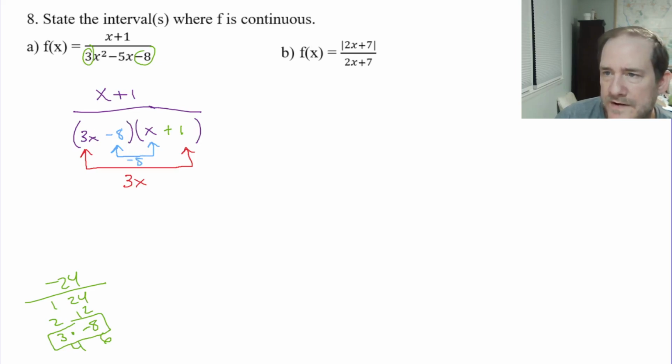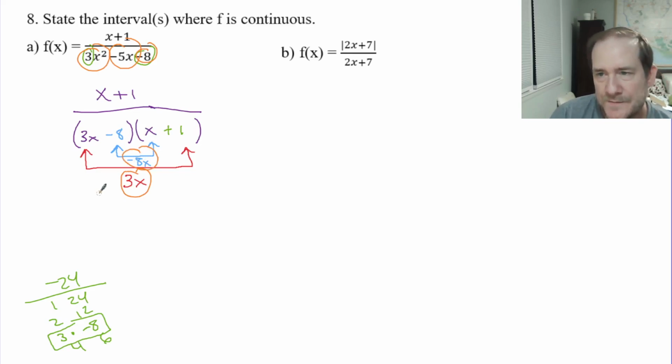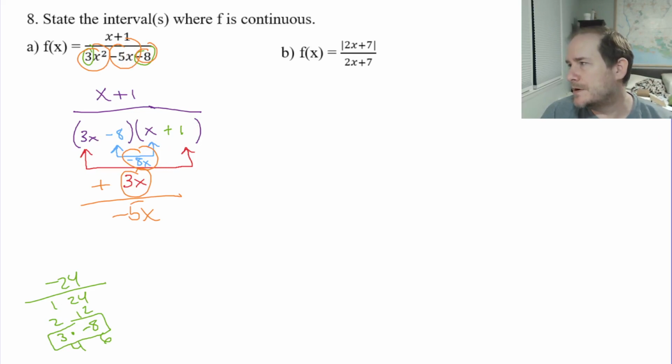And that'll give me a negative 8. So again, that should be how you're thinking this through in your head. The way I have this set up now, the 3x times x will of course give me my 3x squared. The negative 8 times 1 will give me my negative 8. And we generate the middle term by doing the outer product and getting 3x, the inner product and getting negative 8x. And those add up to negative 5x, which is exactly what we wanted in the middle. So there's your factored form.